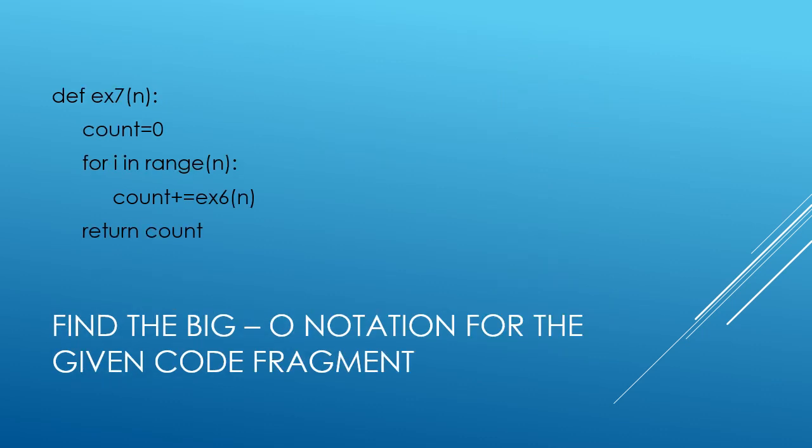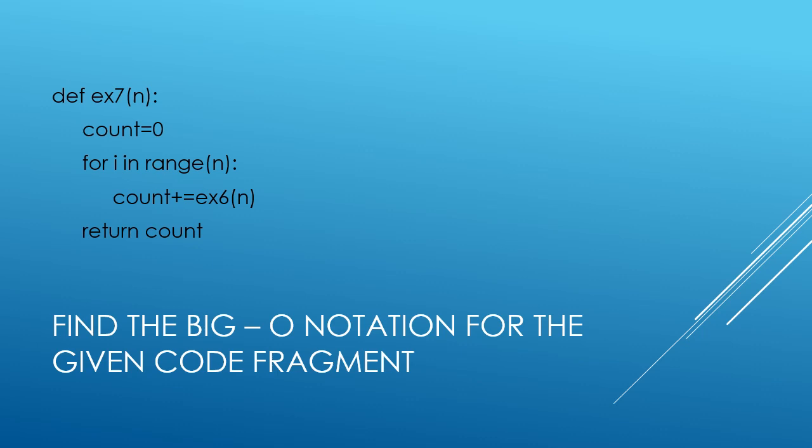Now we have a function x7. Count is 0. For i in range n, count plus equals x6(n). Return count. Count equals 0 is an O(1) line. Return count is an O(1) line.